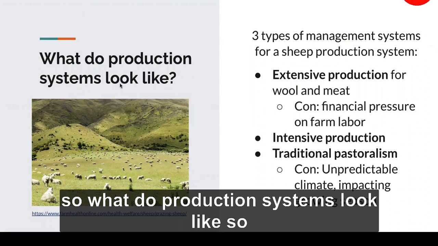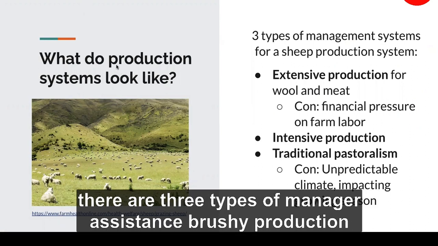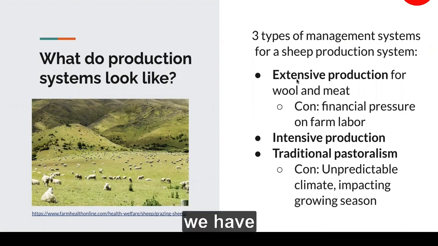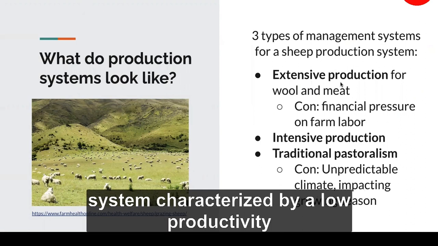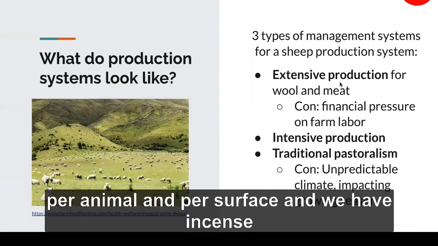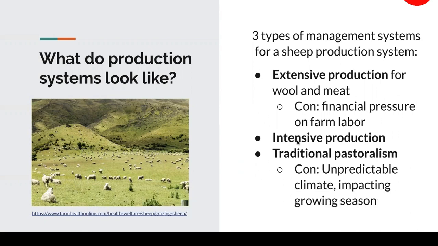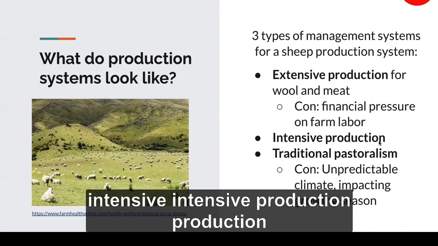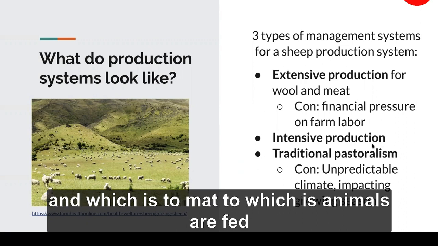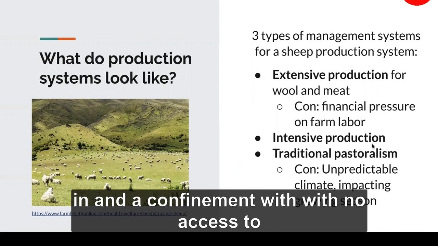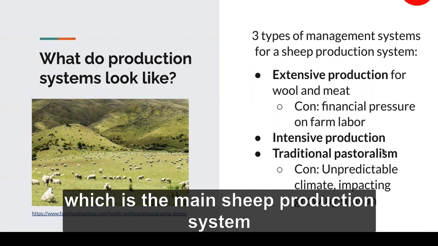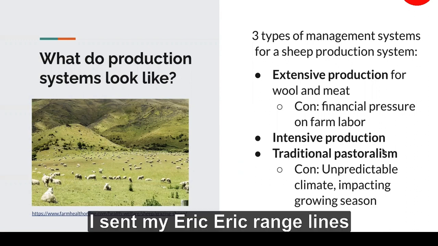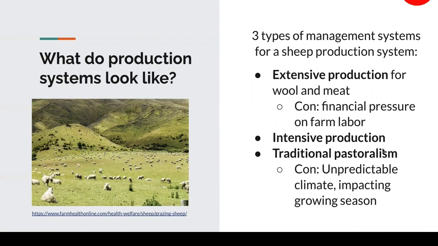So what do production systems look like? There are three types of management systems for sheep production. We have extensive production, which is an animal farming system characterized by a low productivity per animal and per surface. And we have intensive production, which is where animals are fed in confinement with no access to graze. And then we have traditional production, which is the main sheep production system of the semi-arid rangelands.